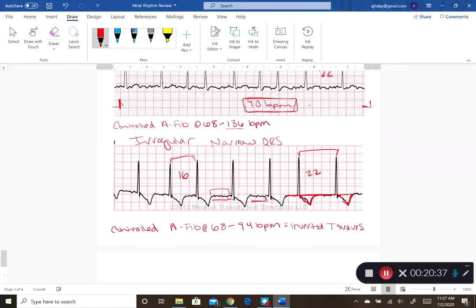So I've got controlled A fib at 68 to 94 beats per minute with inverted T waves.